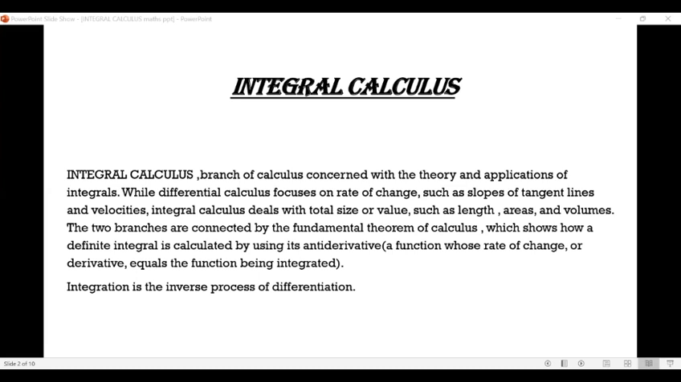Any length of a wire or something like that, we will deal with it later. First of all, integration is the inverse process of differentiation. This is the basic definition that you need to know about integration.